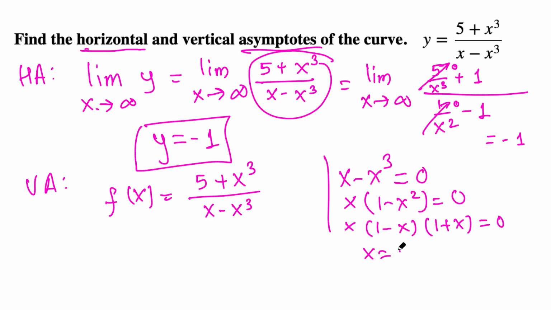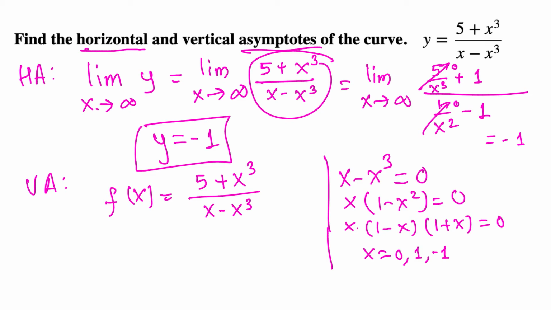So x equals 0 from the first factor. 1 minus x equals 0 means x equals 1. 1 plus x equals 0 means x equals negative 1. So for these three x values, this function is undefined. Now we need to check before we declare they are vertical asymptotes. If the top also becomes 0 for any of these values, if we get 0 over 0, that's not a vertical asymptote. That will be a hole on the graph.